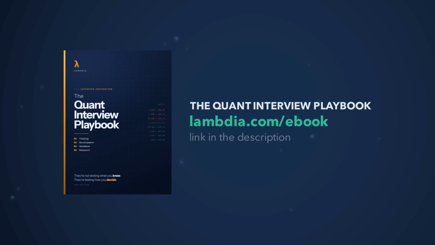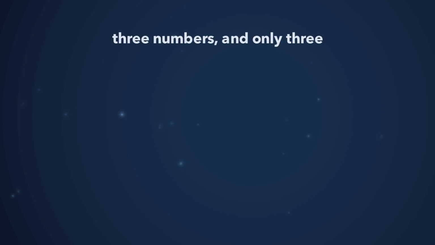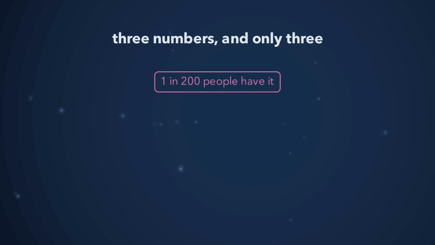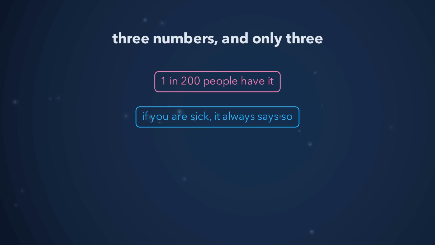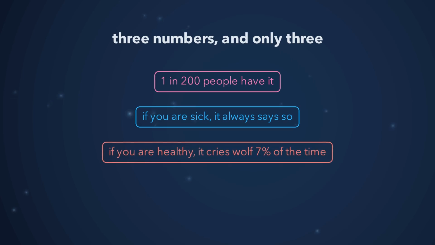Now watch what the first move is. The question hands you 3 numbers. The disease is rare. 1 person in 200 has it. The test has no false negatives at all, so if you are sick, it always says so. And its one flaw runs the other way, calling healthy people sick 7% of the time. Everything that follows comes out of those 3 numbers, and nothing else.